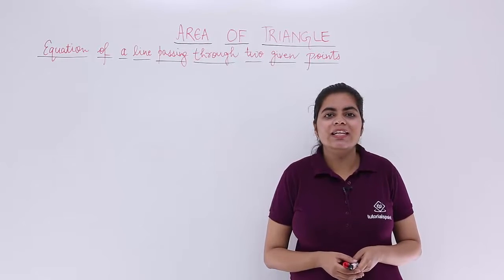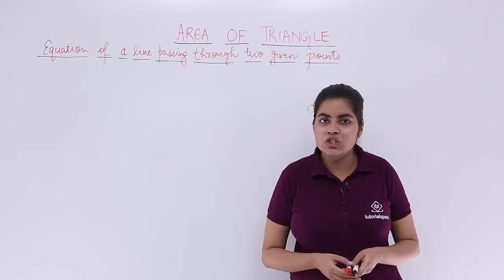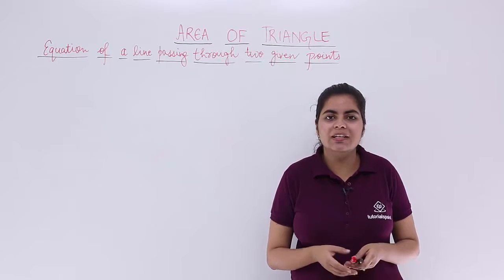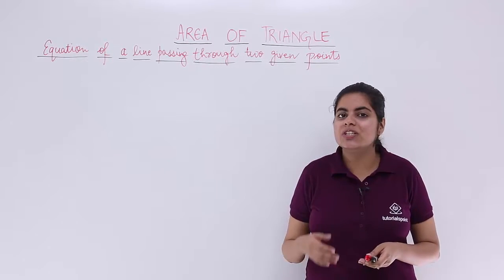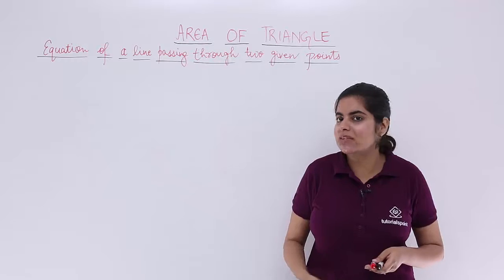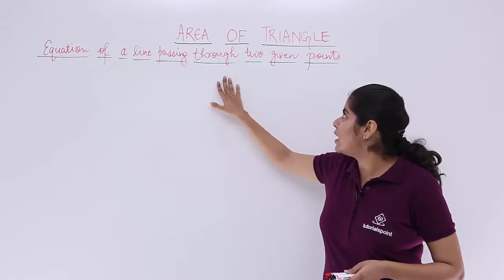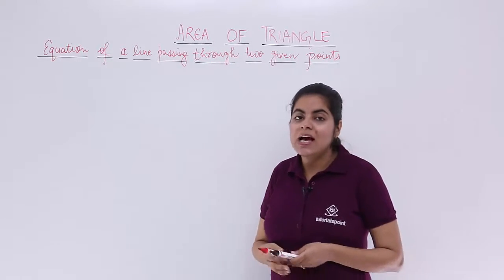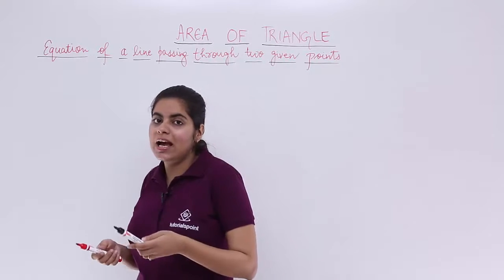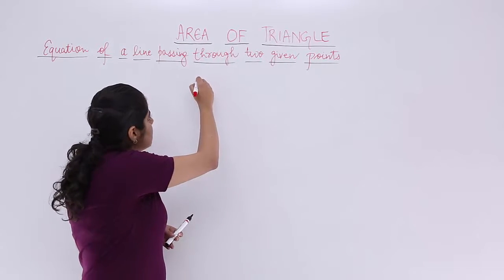In this video, let's see another subtopic and application based on the area of triangle using determinants. Application number 1 is already studied. This is the second one, which says equation of a line passing through two given points. Now we know that a line is actually joined by some points.